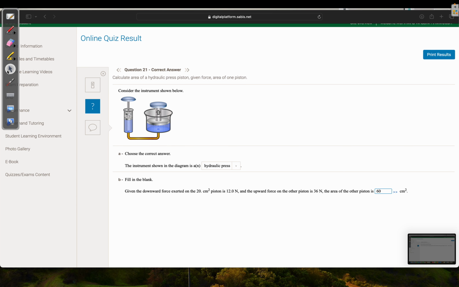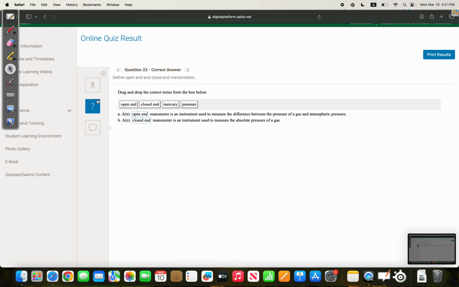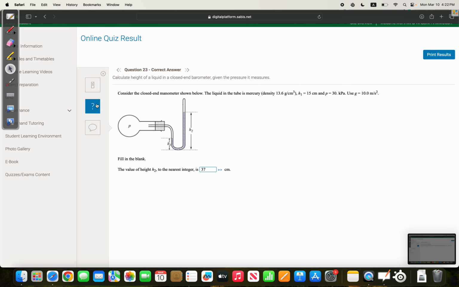Number 22. An open-end manometer is an instrument used to measure the difference between the pressure of a gas and atmospheric pressure. A closed-end manometer is an instrument used to measure the absolute pressure of the gas. Number 23. Consider the closed-end manometer shown below.